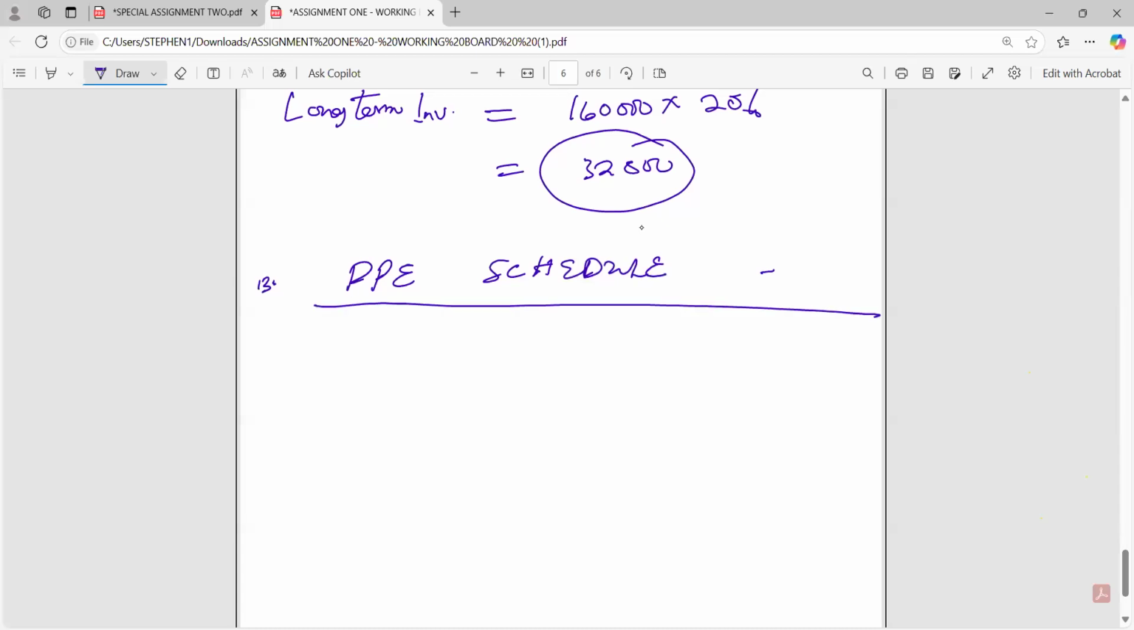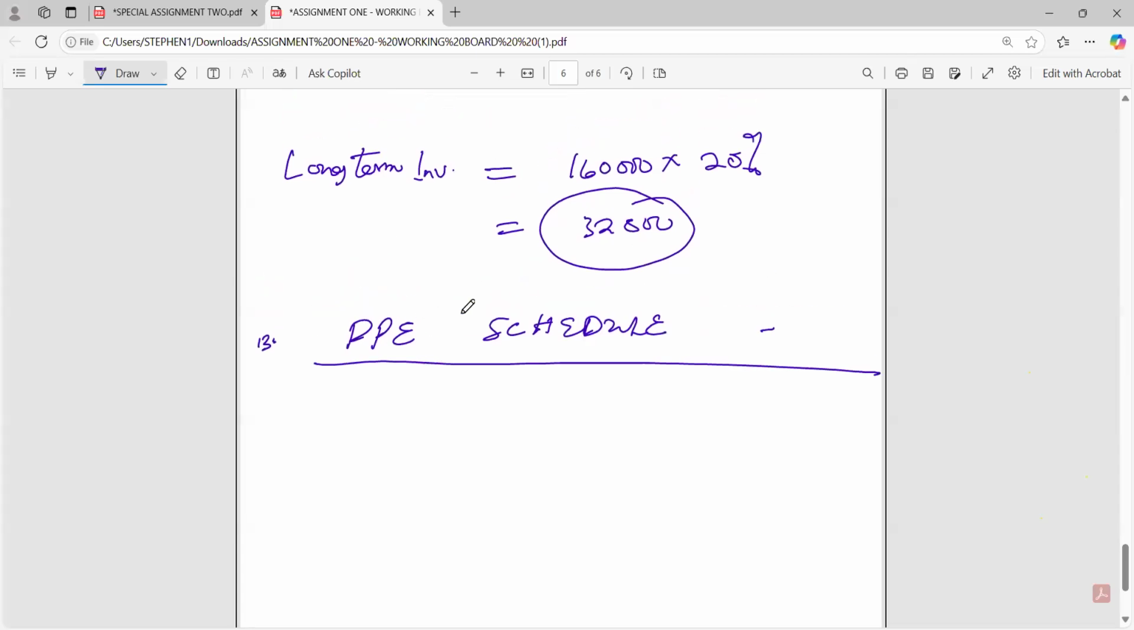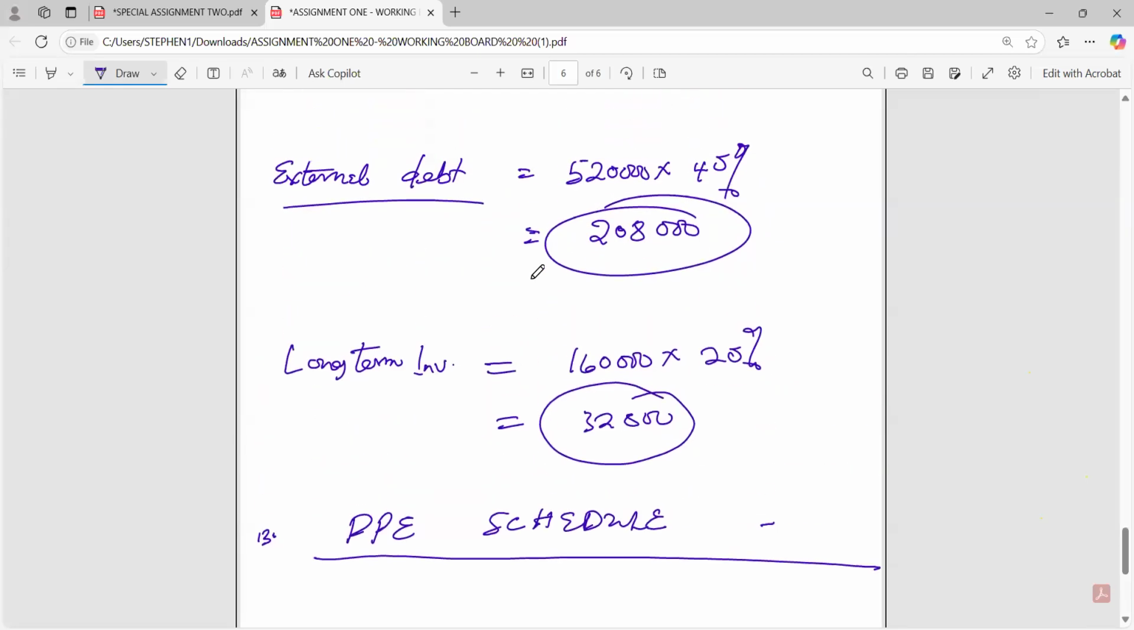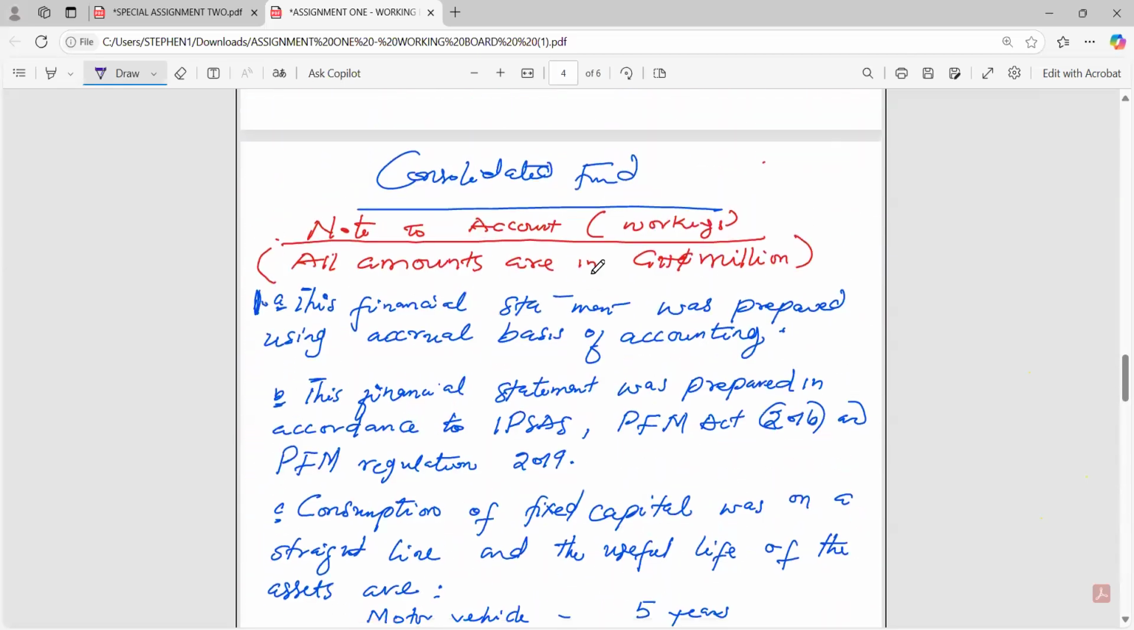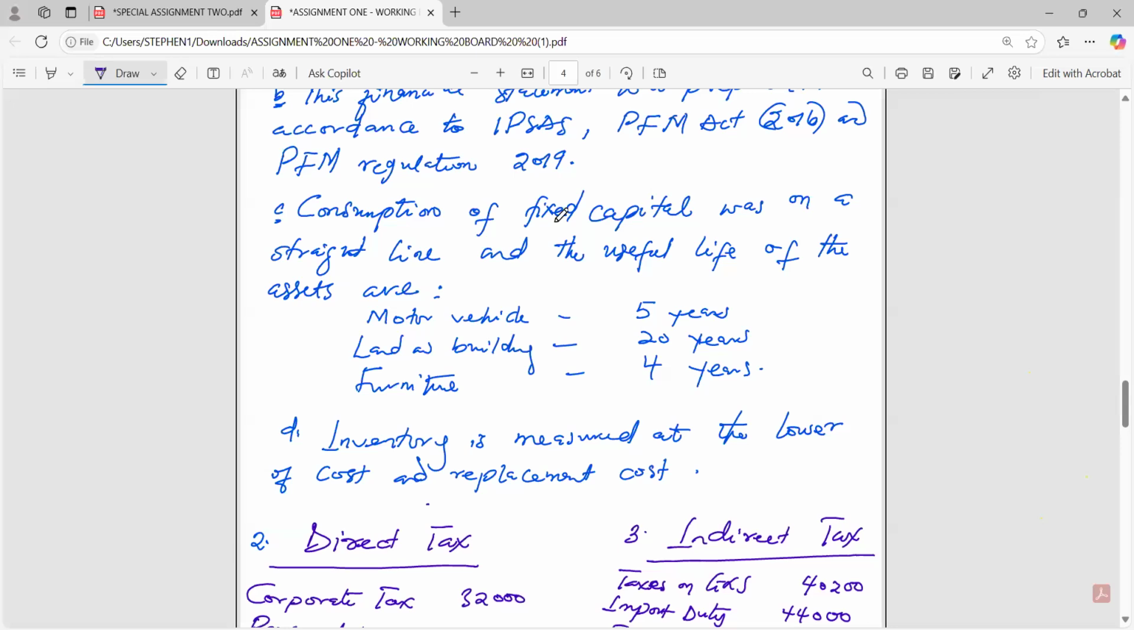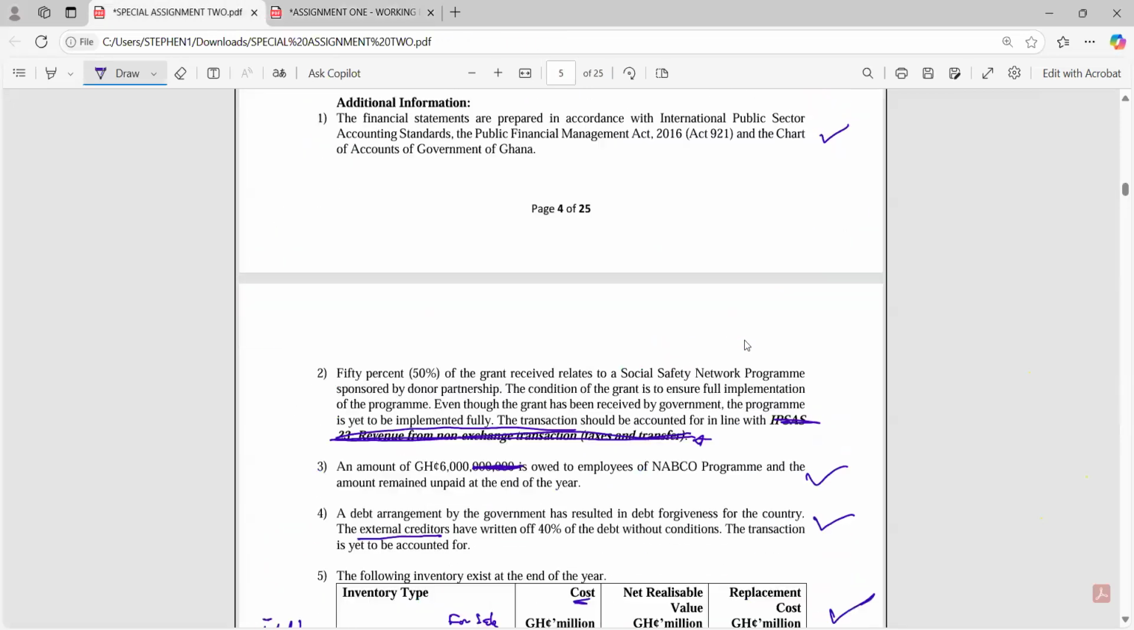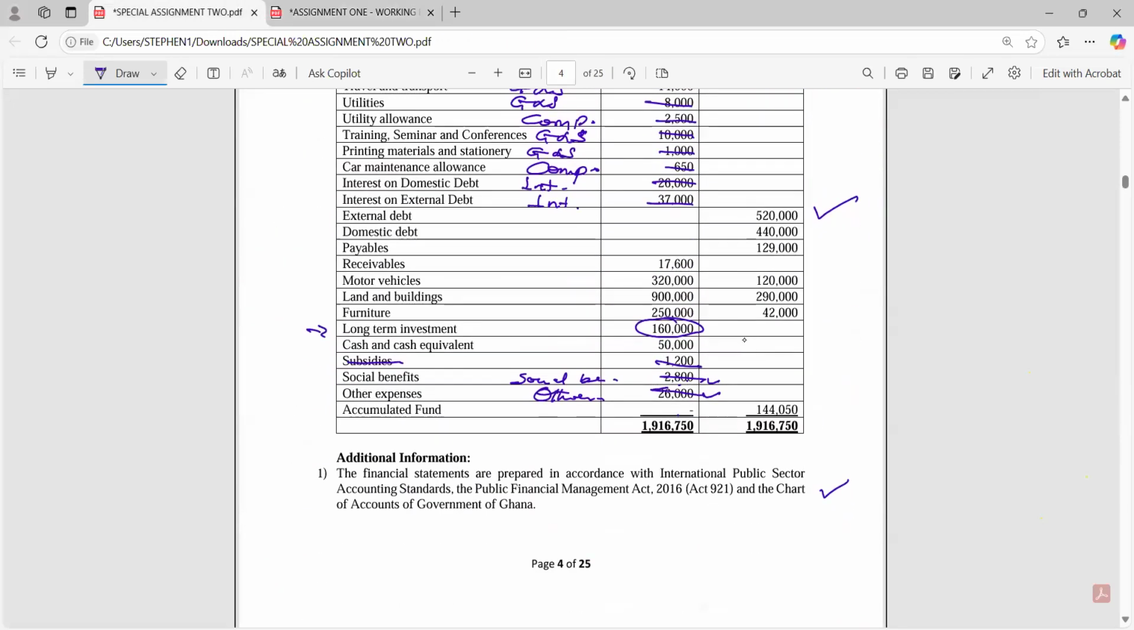PPE schedule. Can you see that? Good. So for the PPE schedule, you shouldn't waste more than 3 hours here. Somebody will waste a whole lot of time here. Just look at your assets. We have motor vehicle, land, furniture, long-term investment.